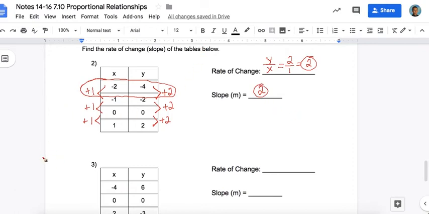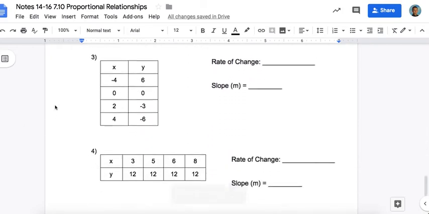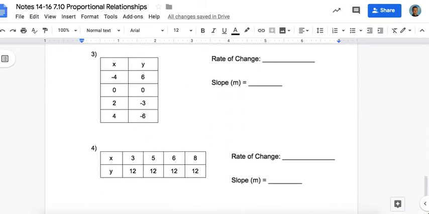Okay, now, the ratios won't always appear to be the same. So let's look at number 3 because they're not all going to look the same. But let's see what happens. So once again, we have a table. So we're going to do change in y over change in x. So we went from 6 to 0. So we actually went down 6, so that would be -6.